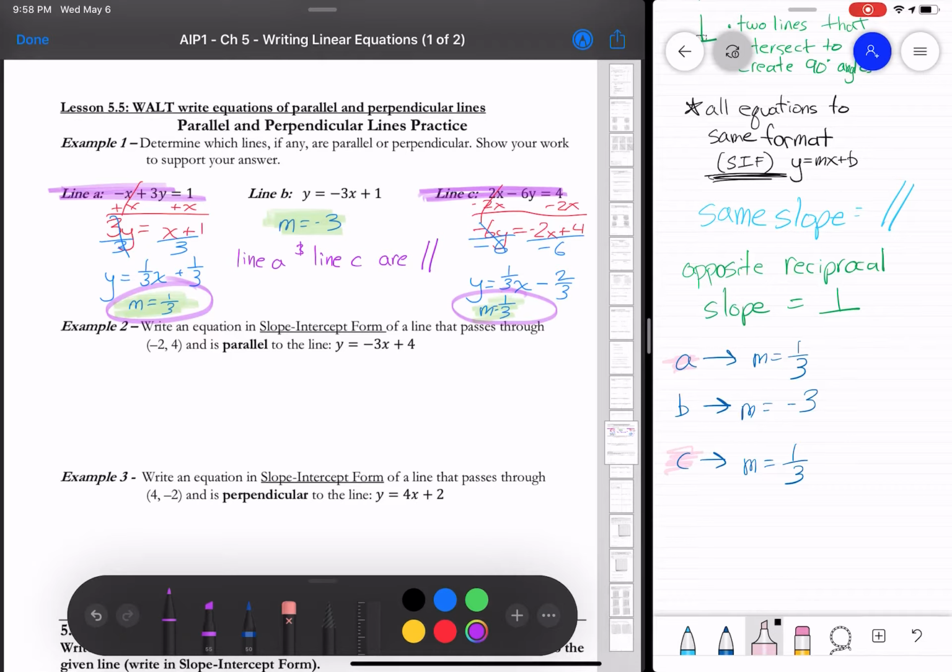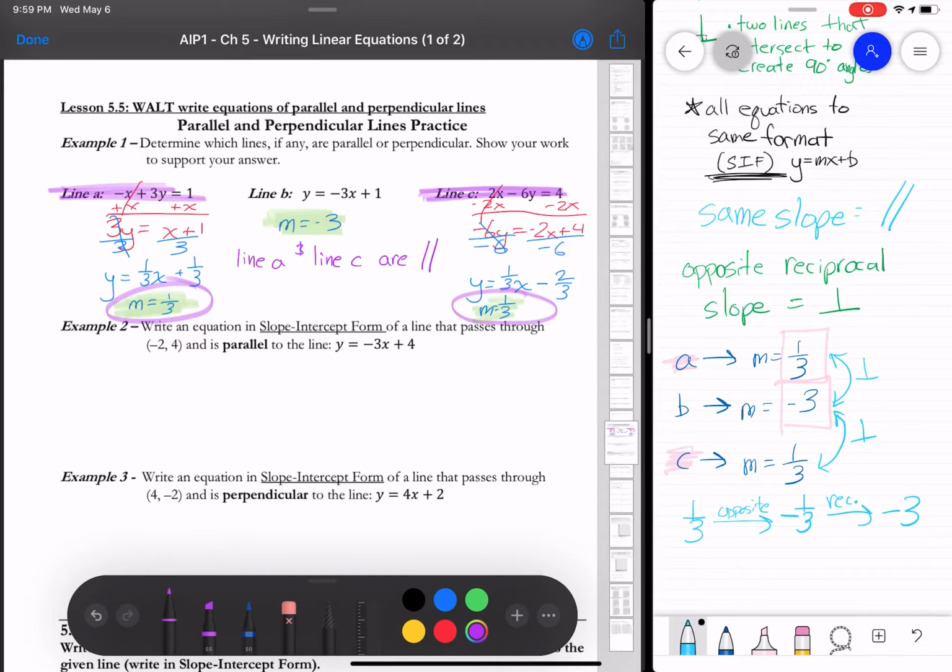But now, if we actually look at this, right? Let's take a look at 1/3 and -3. All right, perpendicular means opposite reciprocal. So let's take 1/3. What is the opposite of 1/3? -1/3, right? Okay, now let's take the reciprocal of -1/3. You get -3. That means these two are perpendicular to each other, as well as these two are perpendicular to each other.